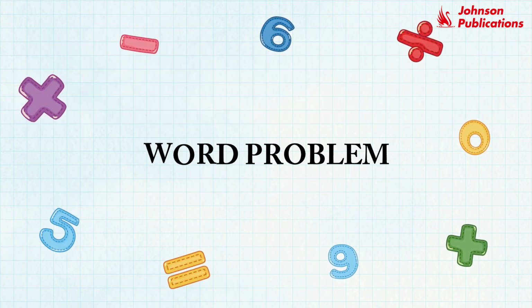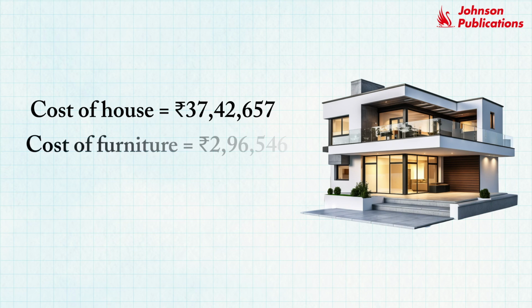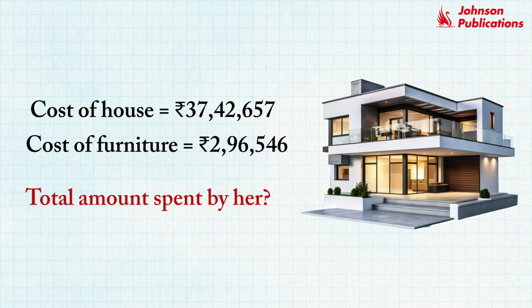Word problem. Example 1. Savita spent Rs 37,42,657 purchasing a house and Rs 2,96,546 for buying furniture. What is the total amount spent by her?